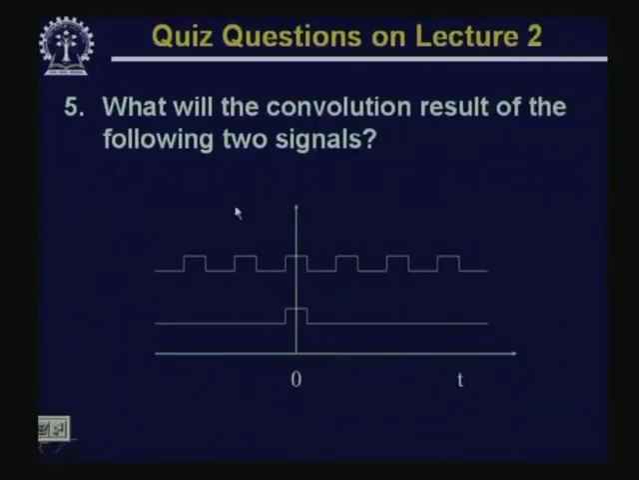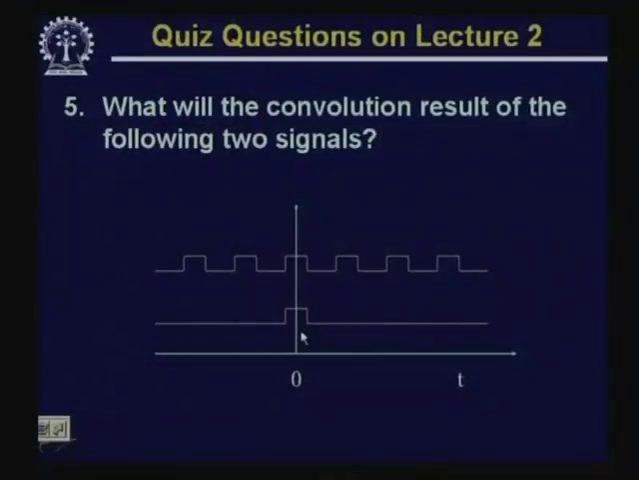The next question: here again we have two signals in time, one is a periodic square wave, and the second signal is aperiodic, just a square pulse. We can assume that the on time of the square wave and the on time of the square pulse are the same. Then you have to find the convolution output when these two signals are convolved in the time domain.